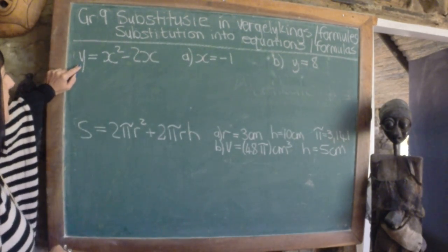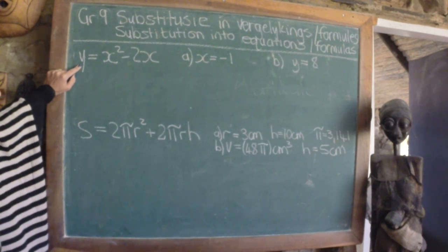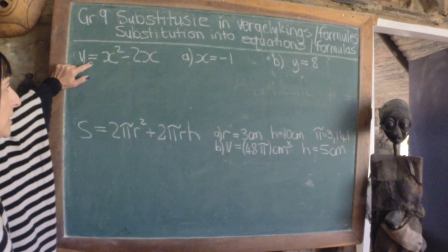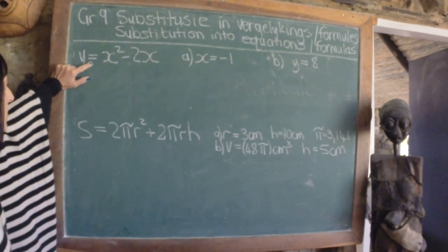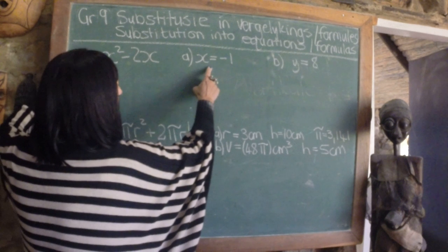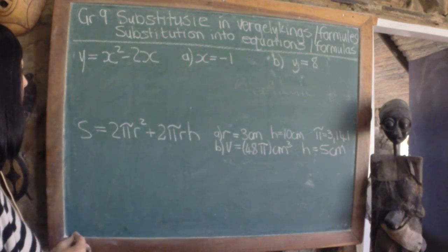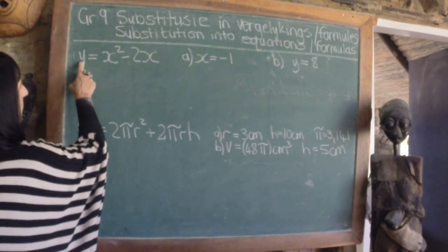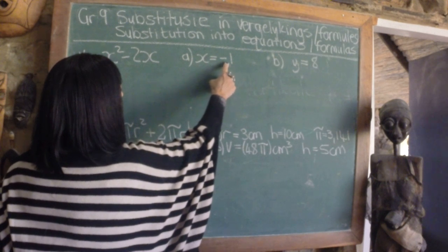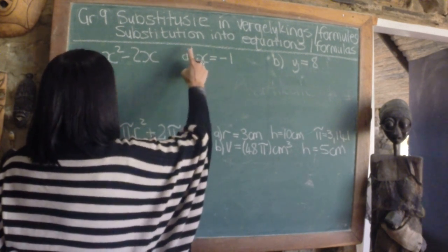Die vraag is, y is gelyk aan x kwadraat minus 2x, dis 'n vergelyking, it's an equation because there's an equals to in it. The first question is, determine y if x equals minus 1. Bepaal die waarde van y as x gelyk is aan minus 1. So ek het waardes vir x.